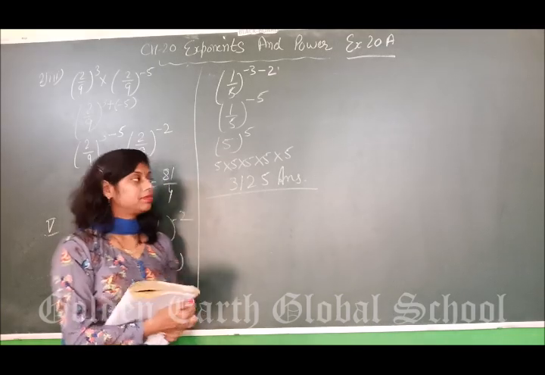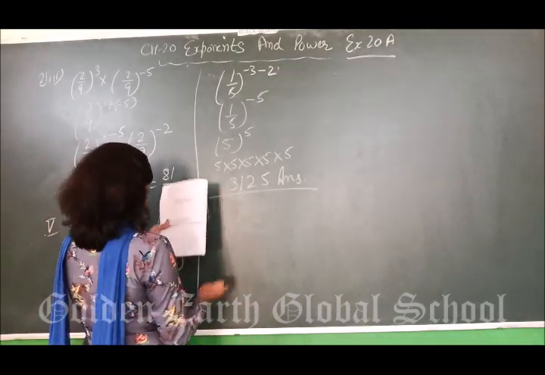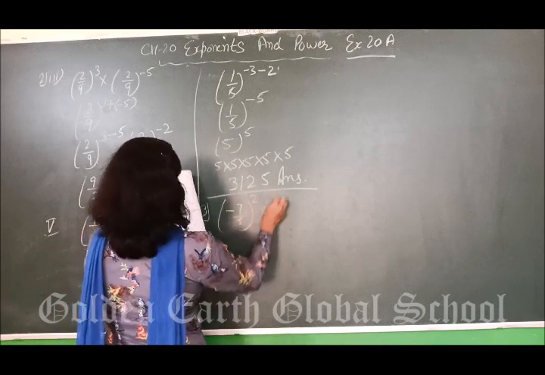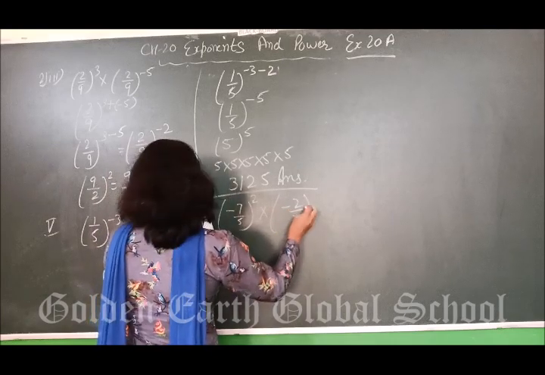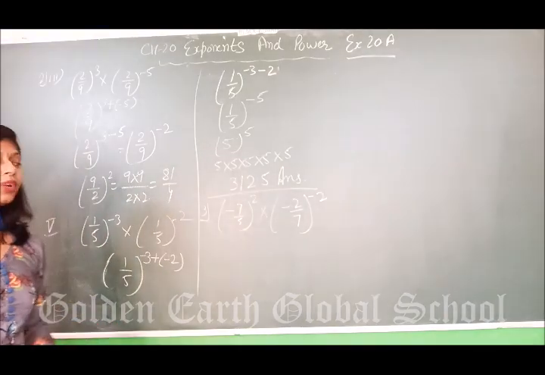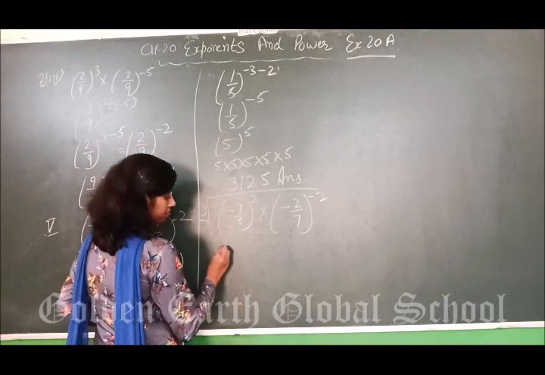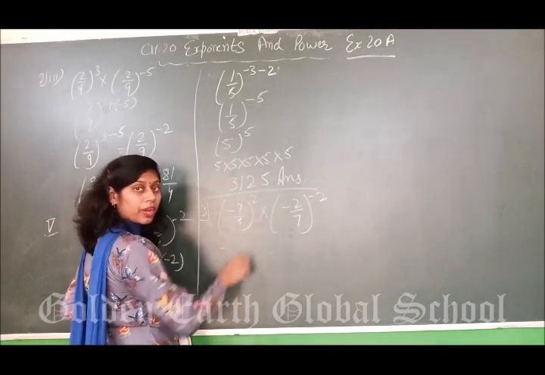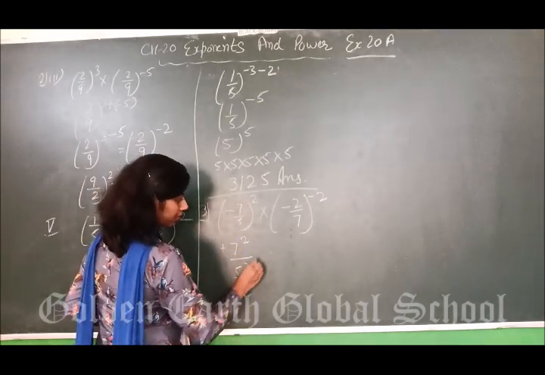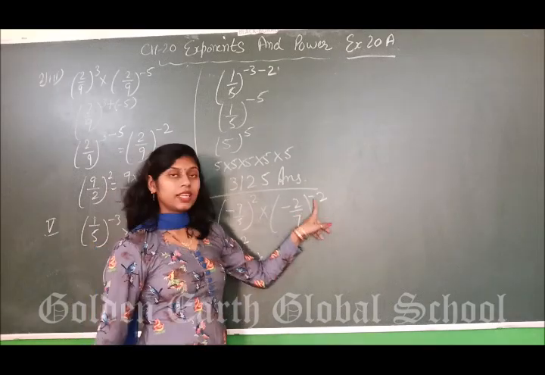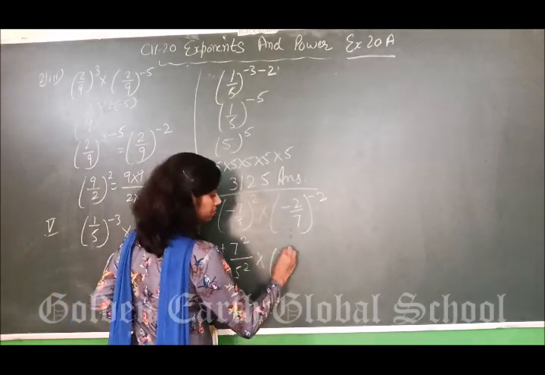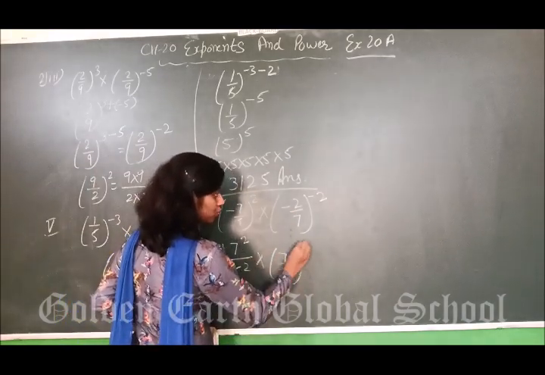Next, question number third. (-7/5)^2 into (-2/7)^-2. Clear? Firstly we will convert the power into positive. Minus raised to power 2, so minus will convert into plus, 7 raised to power 2 upon 5 raised to power 2, into. Here there is a negative power, so firstly you have to take the reciprocal. So it will become (7/-2) raised to power 2.